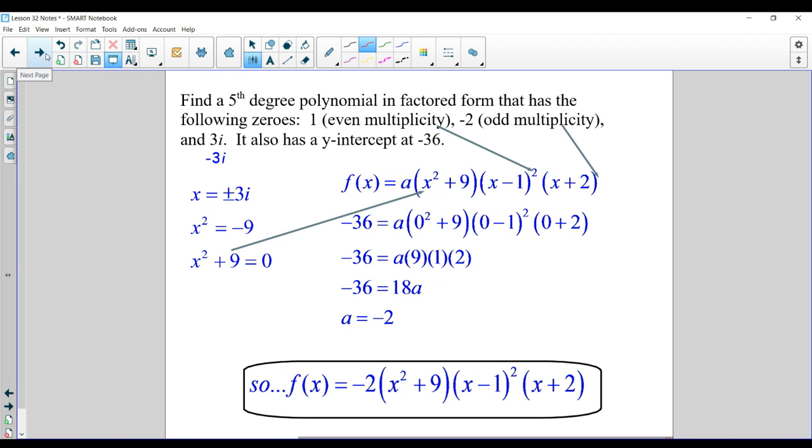So if you can do that problem, then you can pretty much do any problem that I'm going to throw at you in this section.